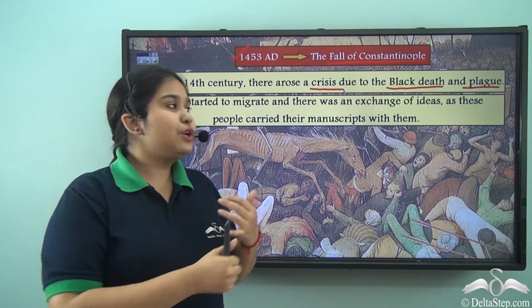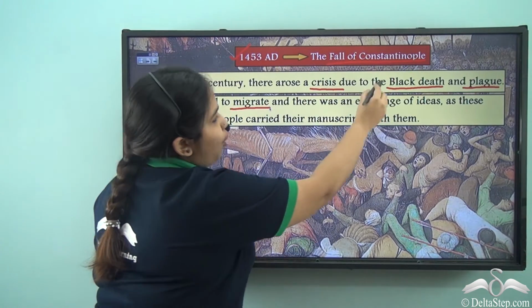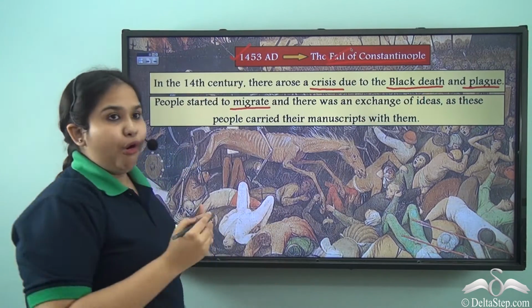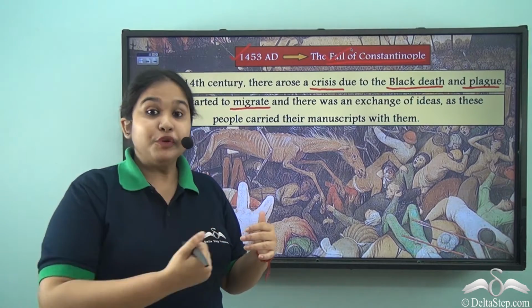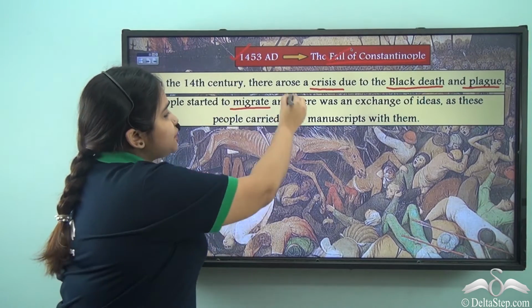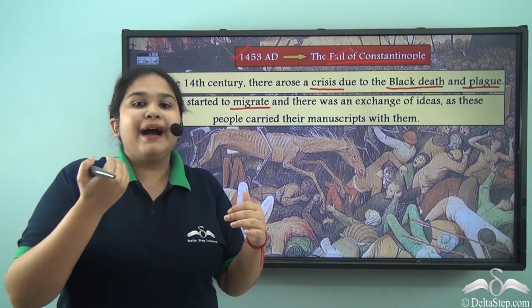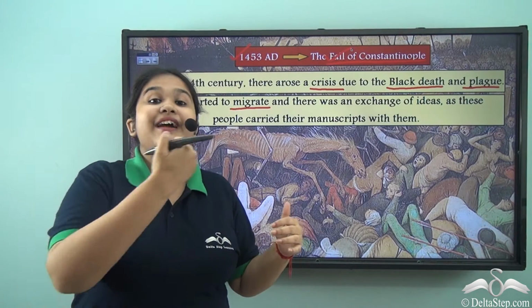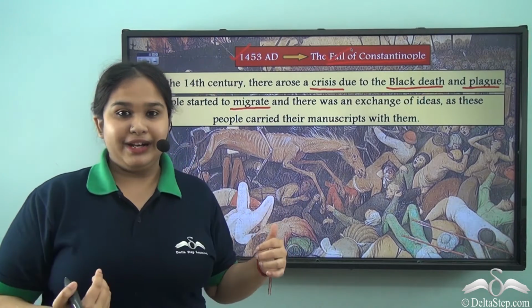Now, migration was not only because of Black Death or plague, it was also because of the fall of a capital. It was also because of the fall of feudalism. All right. So now when these people are migrating, they are not just migrating from one area to another, but they are also carrying their ideas and their cultures from one area to another.